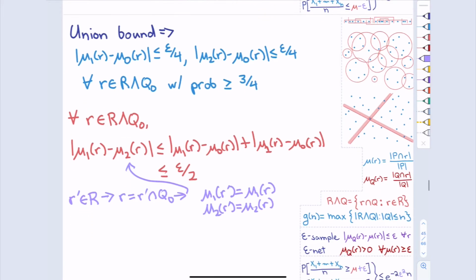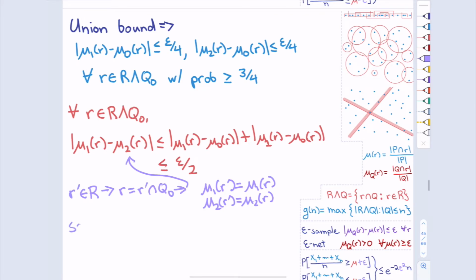So what we've shown then is that this thing holds for all R. Somehow we're able to take a union bound over all R in some sense. It feels like we've got a bound for all R, but because when we project down to Q0 there's a much smaller set of sets we need to worry about. So this completes the proof.